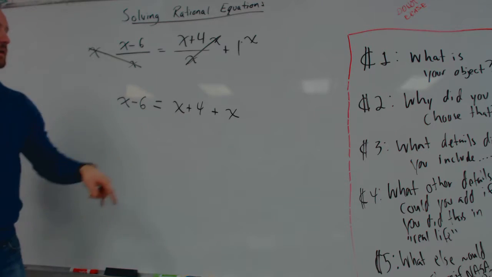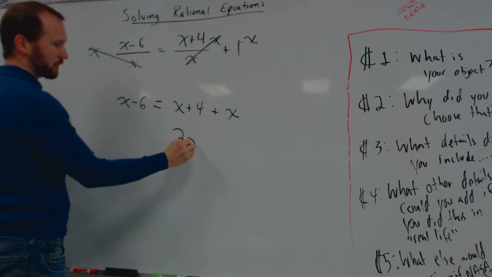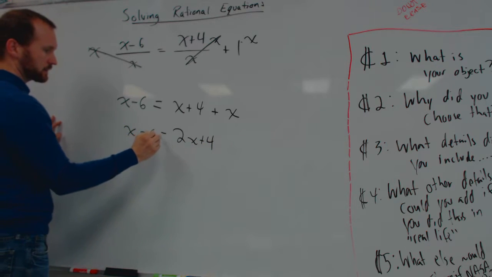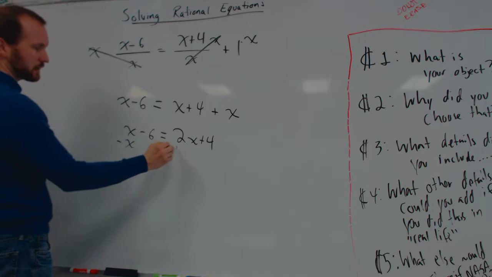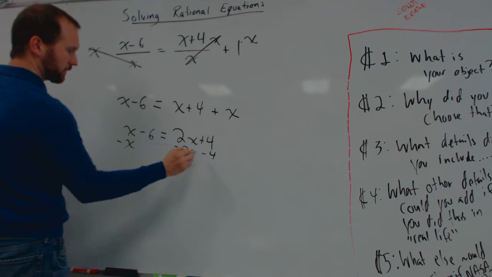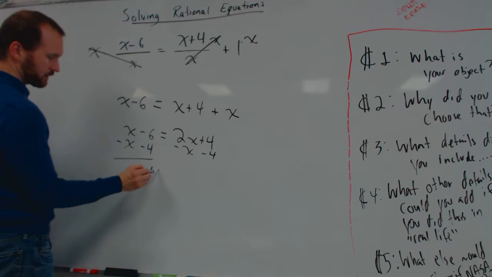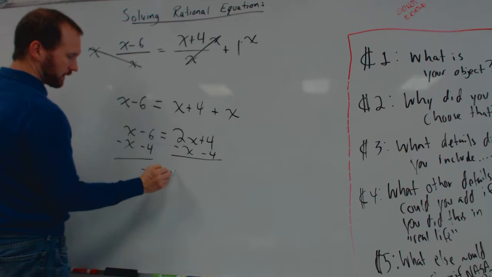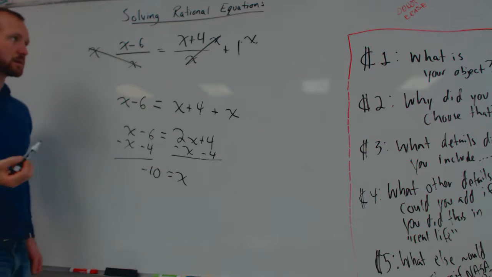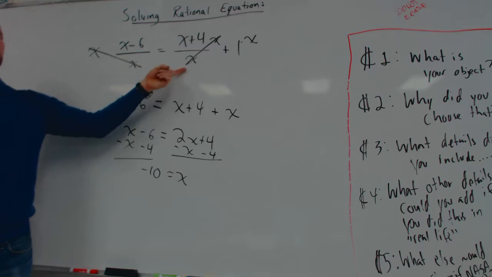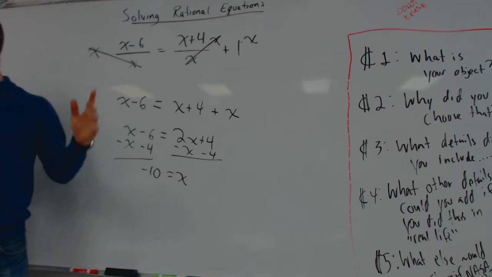Now I can combine my like terms. This is the same thing as 2x plus 4. This is x minus 6. And then maybe subtract x, subtract 4, and this would be negative 10, and this would be x. So x equals negative 10. Okay, would negative 10 make my denominator go to 0? No. So that's my answer.